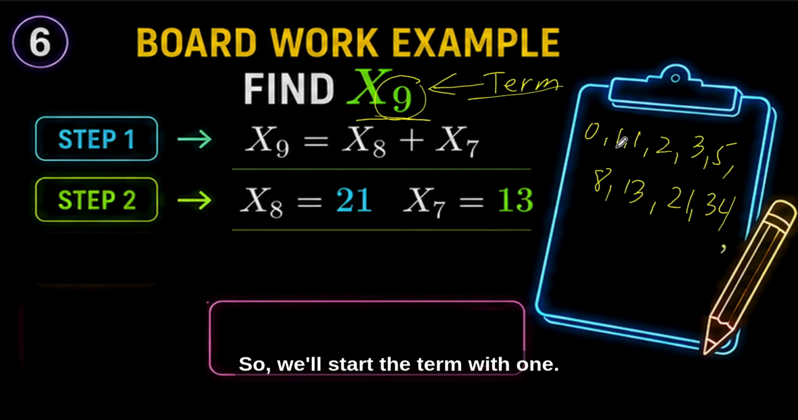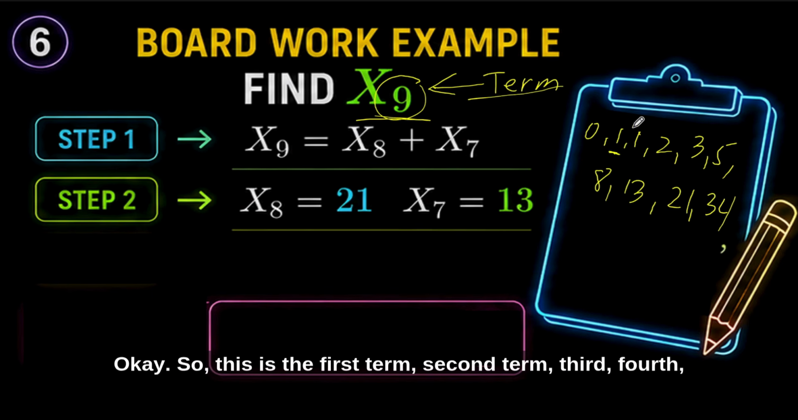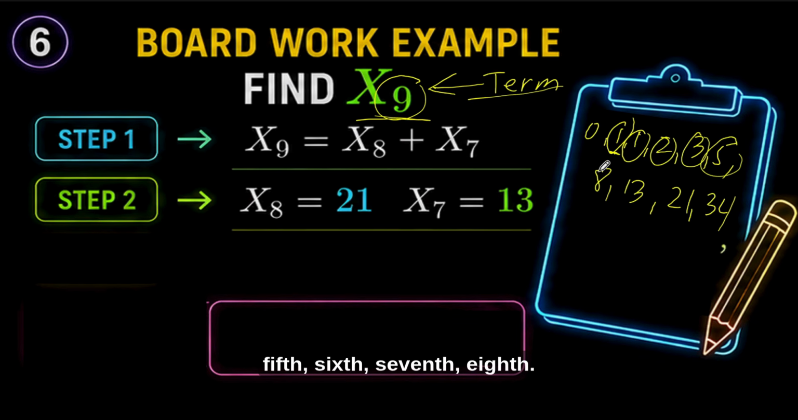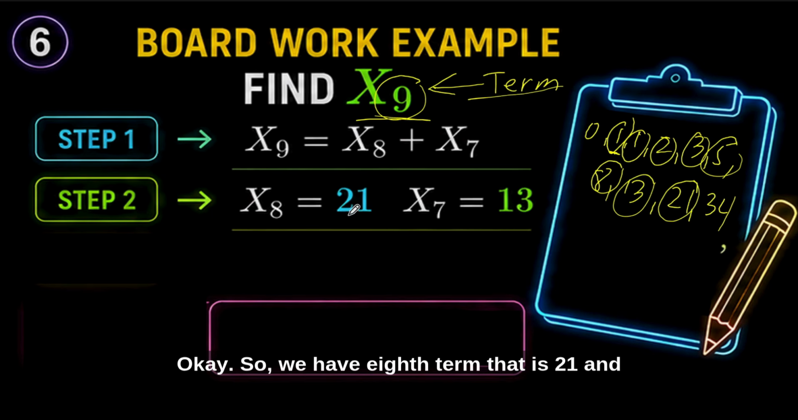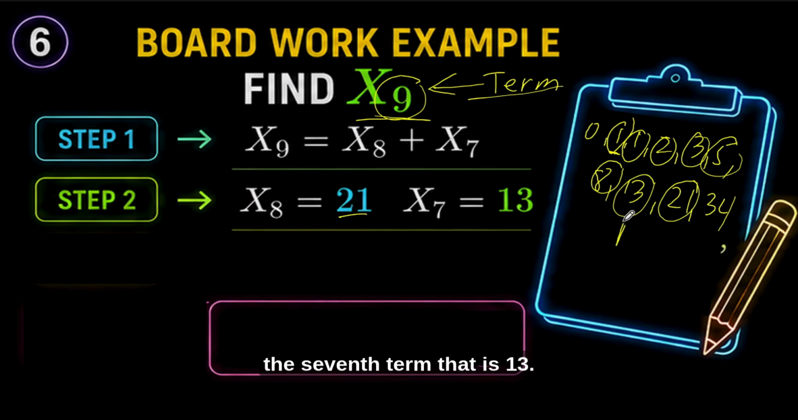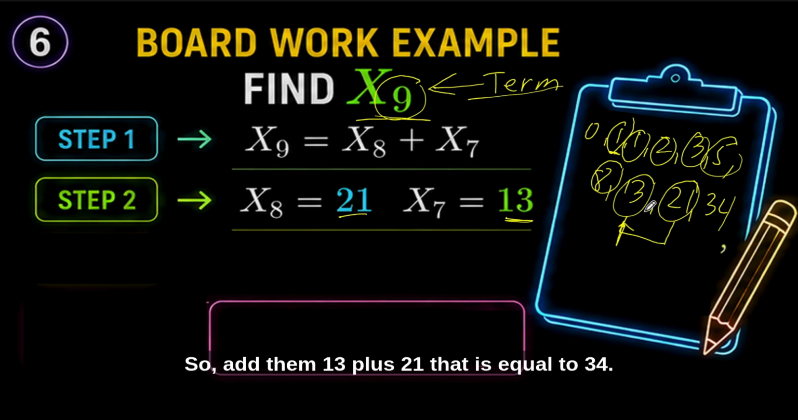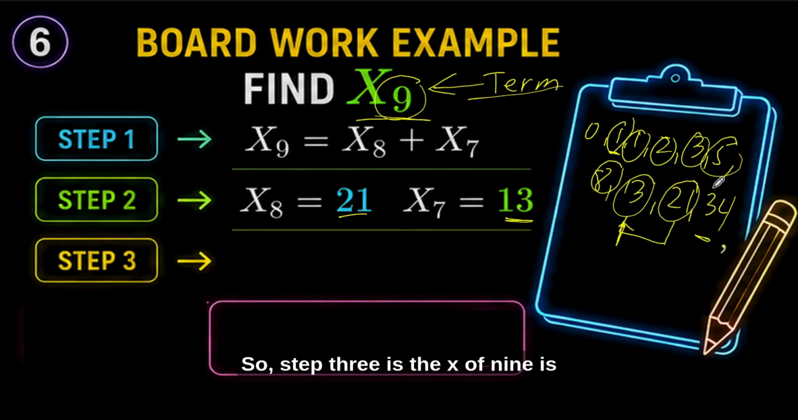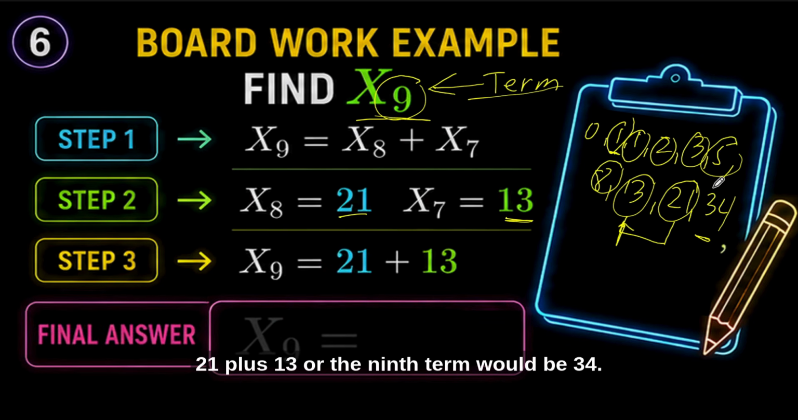So we'll start the term with 1. Okay, so this is the first term, second term, third, fourth, fifth, sixth, seventh, eighth. So we have the 8th term, that is 21, and the 7th term, that is 13. So we will be adding them. 13 plus 21 is equal to 34. So step 3, the 9th term would be 21 plus 13, which is 34.